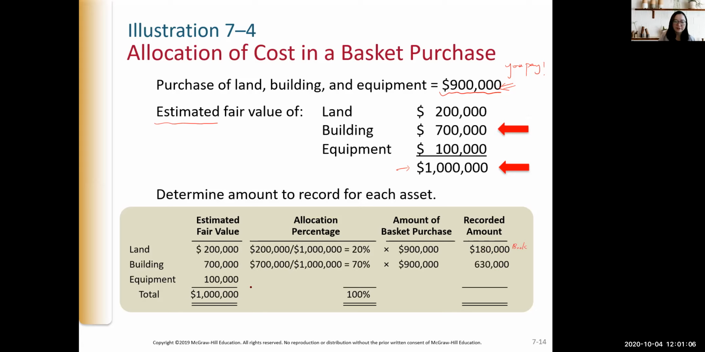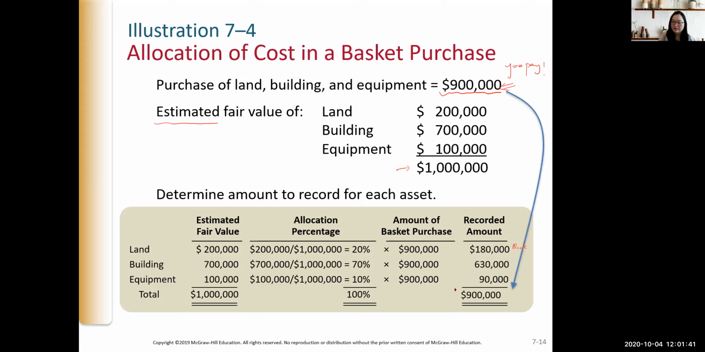okay? And then in terms of building, because building out of this whole fair market value bundle is 700 divided by 1 million, it is about 70% of this relative fair value. And then you multiply your purchase price and you end up with 630,000 to book the building. And then the equipment, actually the fair market value is 100,000 out of $1 million. So that means it's only 10% of the 900,000. So therefore you book 90,000 in terms of equipment. And then in the end, this 900,000 gets split into 3 accounts based on the relative fair market value.